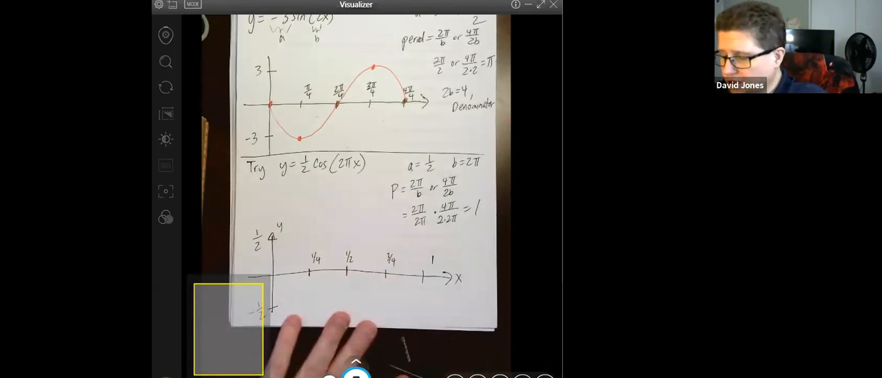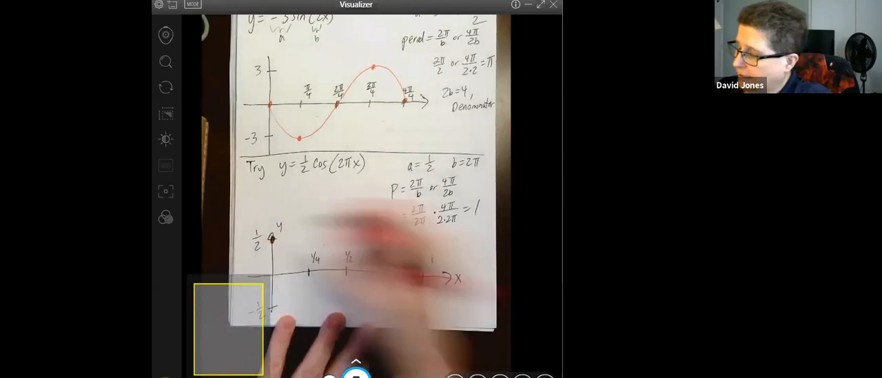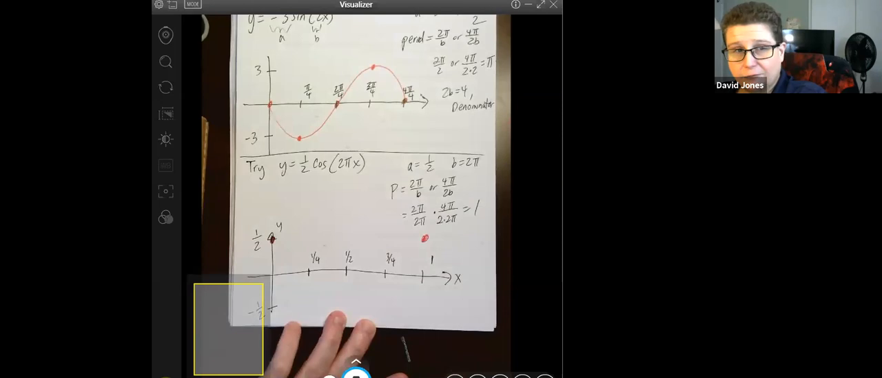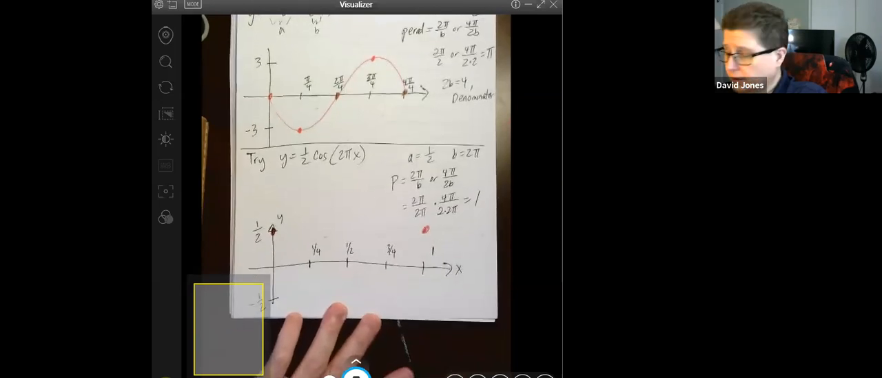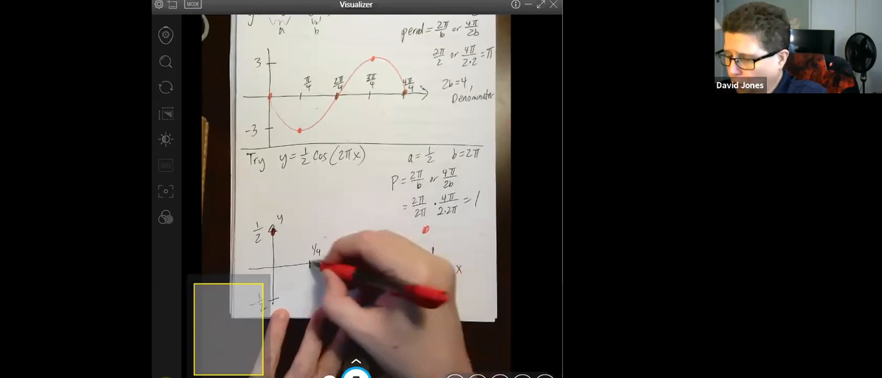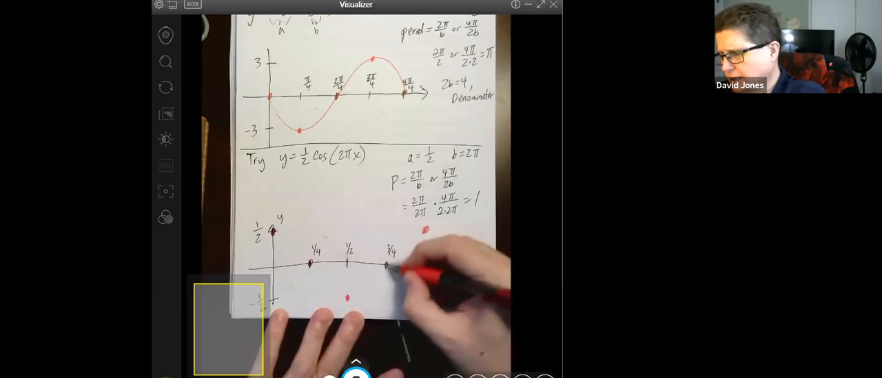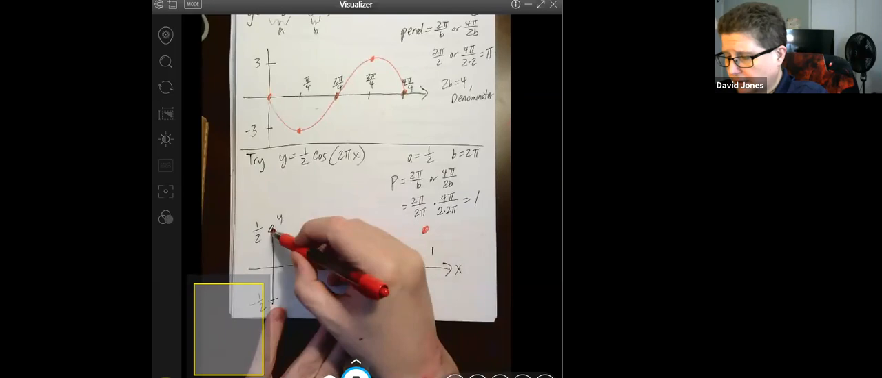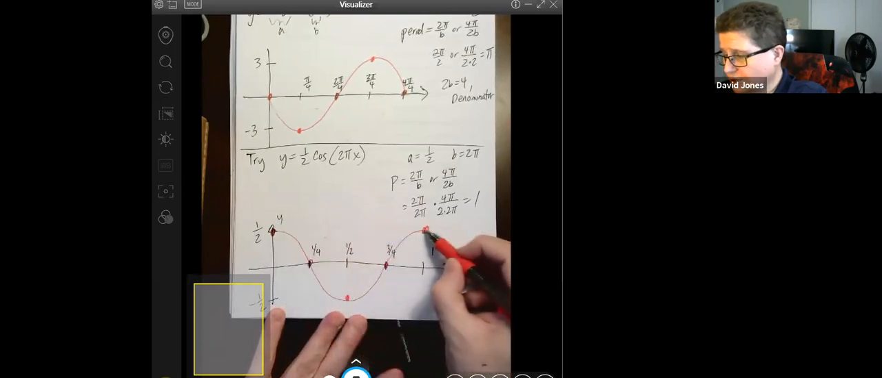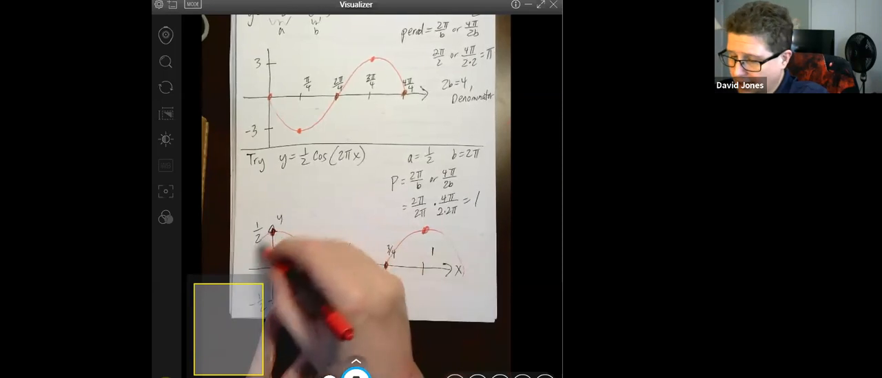Cosine starts off at a and ends at a. A is 1/2, so we're on top. If a was negative, we'd be down below. The midpoint is negative a. The quarter points are 0. And we just sketch it away. And again, it keeps going.